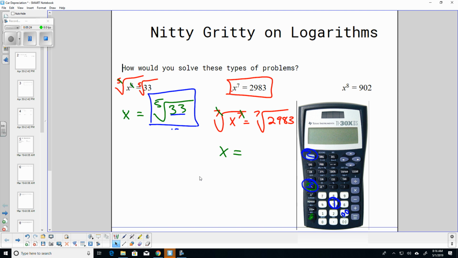Okay, so if you tried that out and you typed it in your calculator, you would have hit the keys here, in order, like this. You would have hit the 7 button first, then the 2nd, then this button, and then you would have typed in 2983. And that would have put out, if I did it right, 3.14 if you round. Is that what you guys got? Okay, so that means if you take this number, 3.14, and you raise it to the 7th power, you should get 2,983.